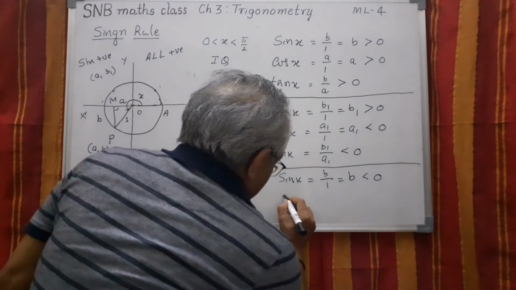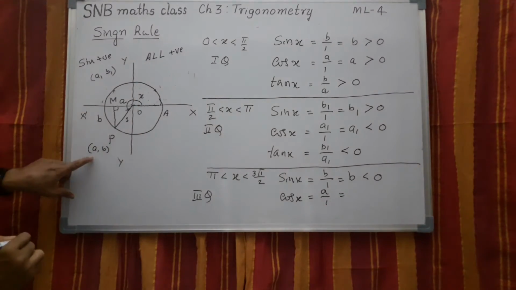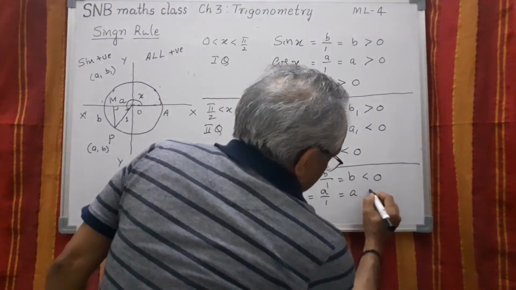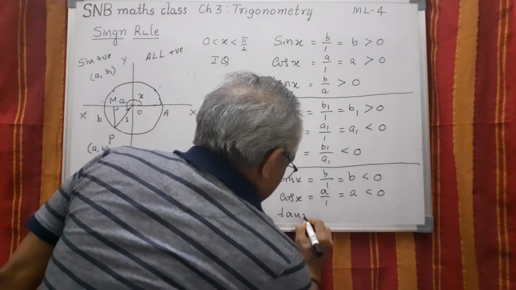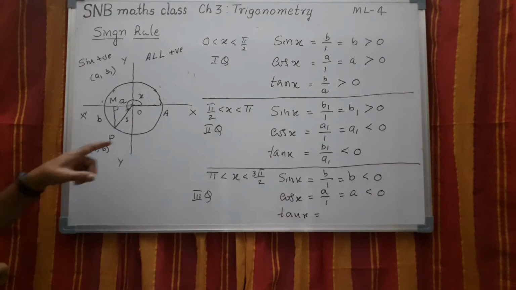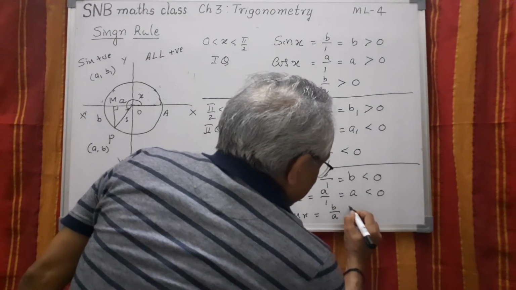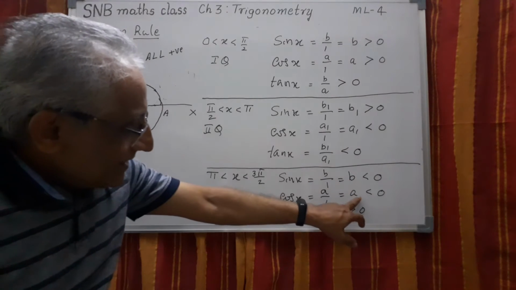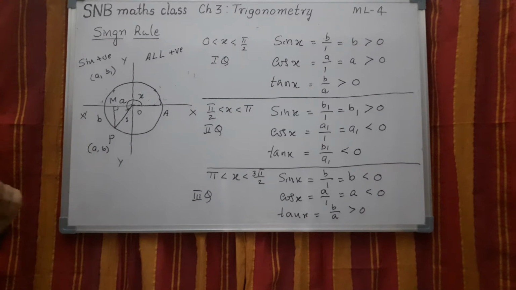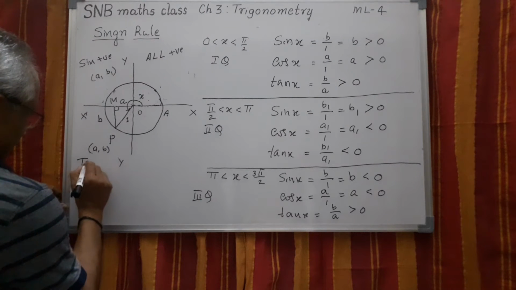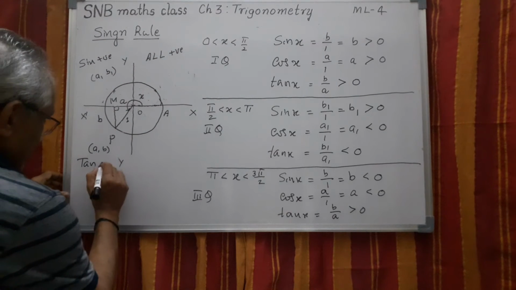Then let us take the cos ratio, cos x. This is equal to A by 1. Once again, see here A is negative, therefore cos is negative. Then if you take tan x, by definition it is B by A. So B divided by A is positive, because A is negative and B is negative, and negative by negative is positive. So which ratio is positive here? This is tan. So here sine is positive in the second quadrant, and tan is positive here.